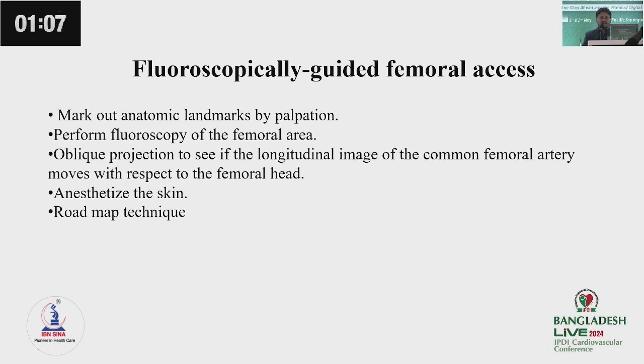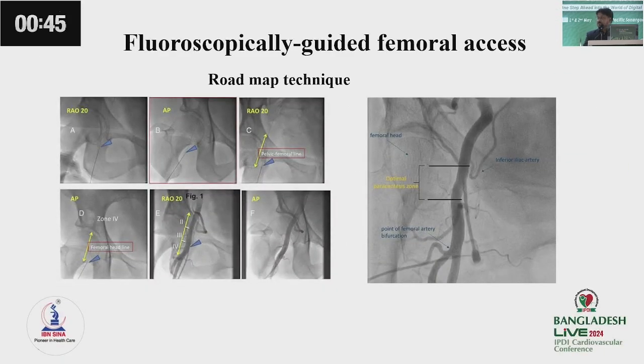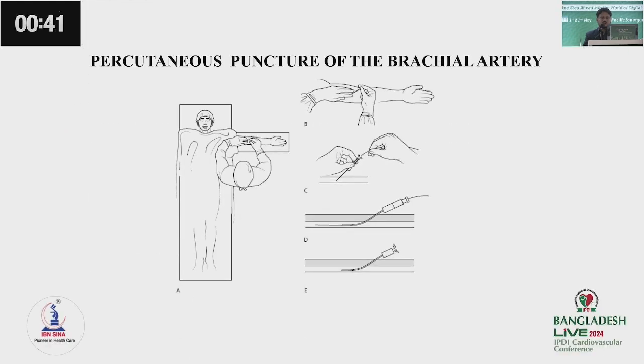For fluoroscopy guided access, first we palpate for anatomical landmarks, then perform fluoroscopy. After that, we take an oblique projection to see if the longitudinal image of the common femoral artery moves with respect to the femoral head, anesthetize the skin, and then use the roadmap technique. Here is a pictorial showing the roadmap technique. A picture for percutaneous puncture of the brachial artery.